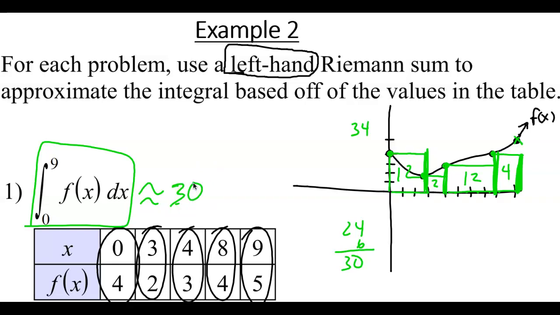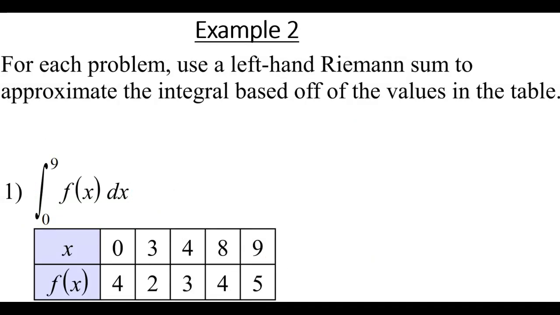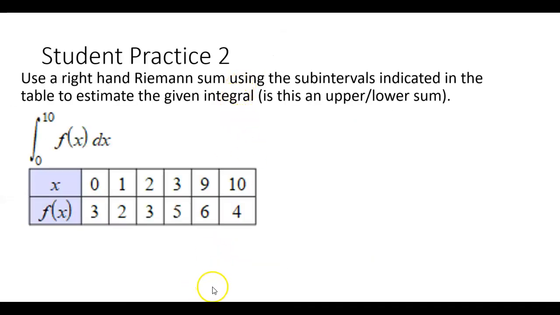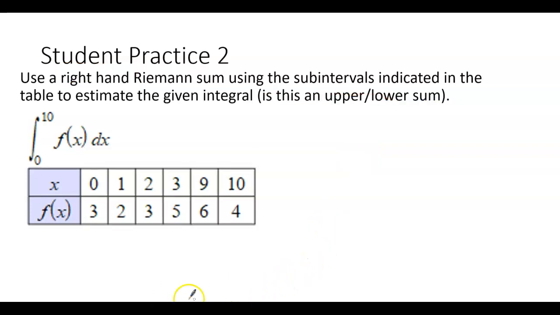Okay? So in this case, we just had to turn the table into a graph first. So let's go ahead and throw one of these at you guys. Go ahead and pause the video and try this one. Notice this time, though, you guys are doing a right-handed Riemann sum, so pay close attention to that. And you can ignore these instructions because the same situation applies: you're not going to be able to tell whether it's an upper sum or lower sum. All right, when you unpause the video here, we will show you the solution.